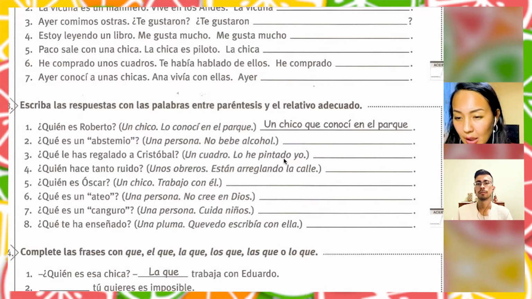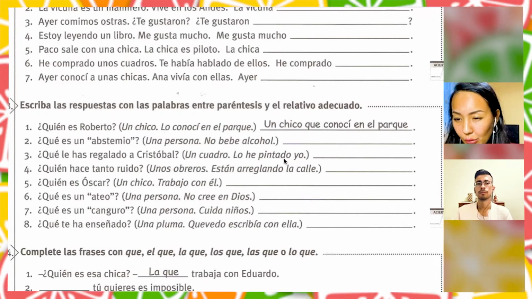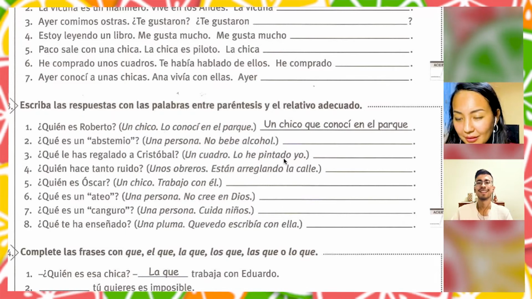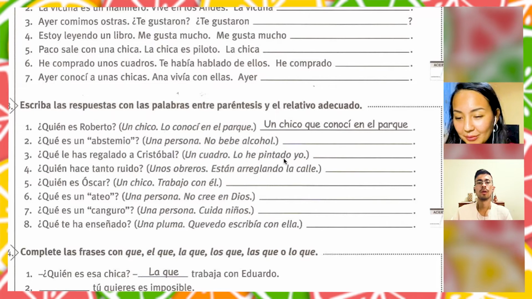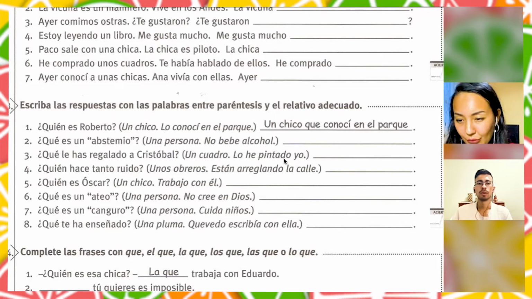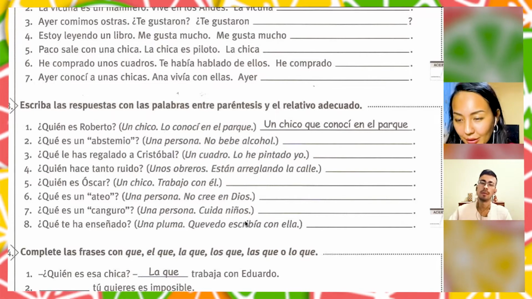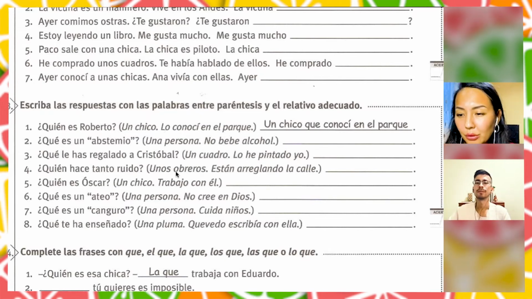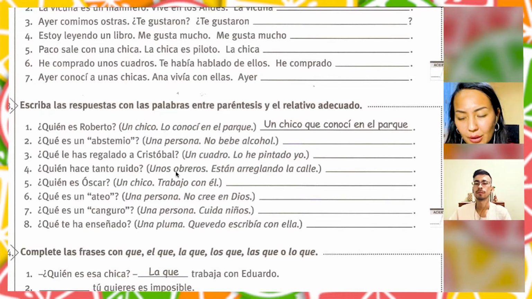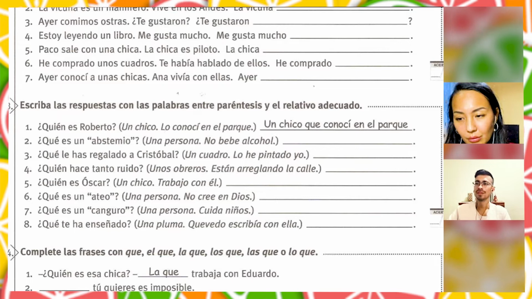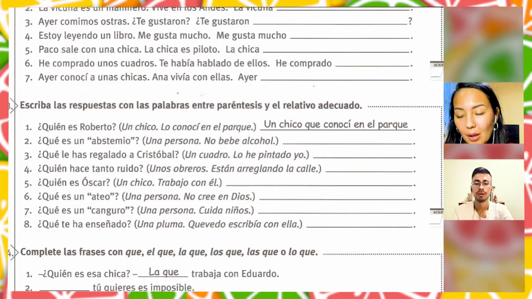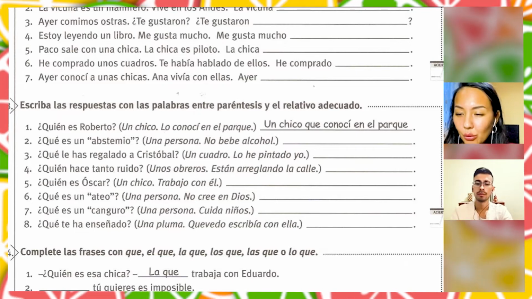Okay. Claire, ¿quién hace tanto ruido? Who is being so loud? Okay. Unos obreros. What does obreros mean? People who work, for example, in construction. Builders. Okay. Unos obreros.